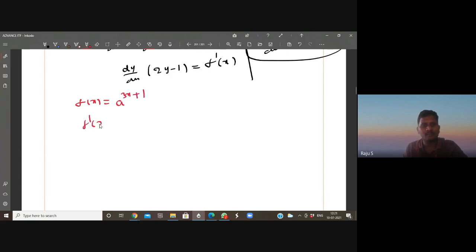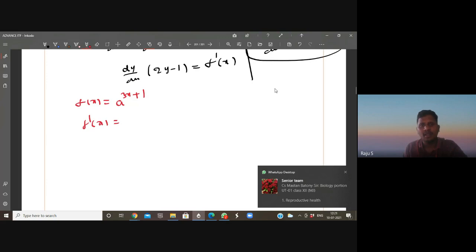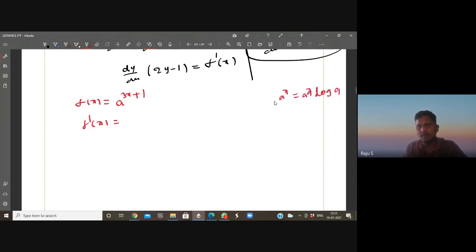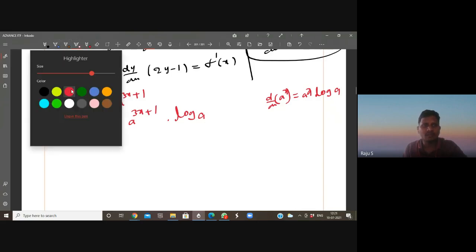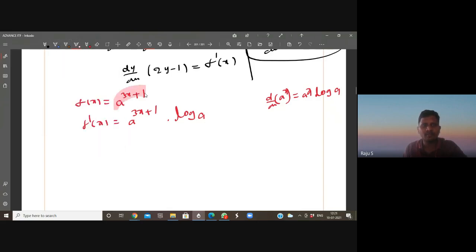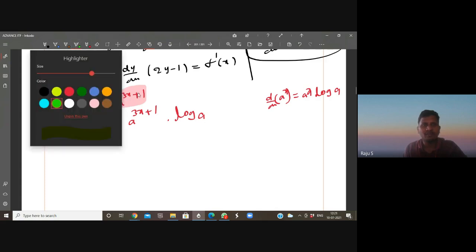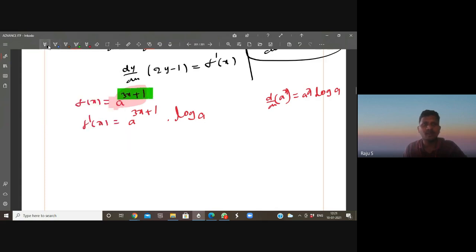First find just f dash of x. What is f dash of x? It is in the form of a power x. The derivative of a power x is a power x log a. Am I right? So a power 3x plus 1 into log a. Chain rule again: we have to differentiate the a to the power of x form first, then differentiate the power 3x plus 1. What is the derivative of 3x plus 1? 3 into 1 plus 0. Nothing but 3 into a to the power of 3x plus 1 log a.